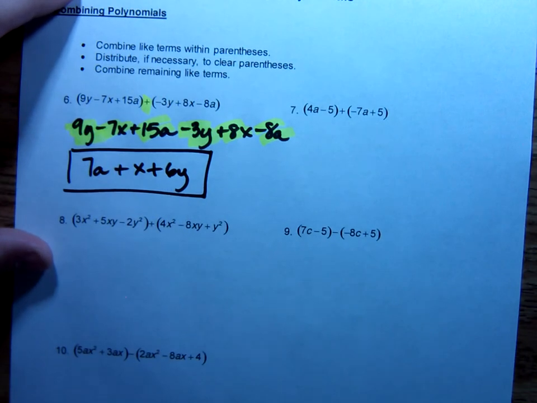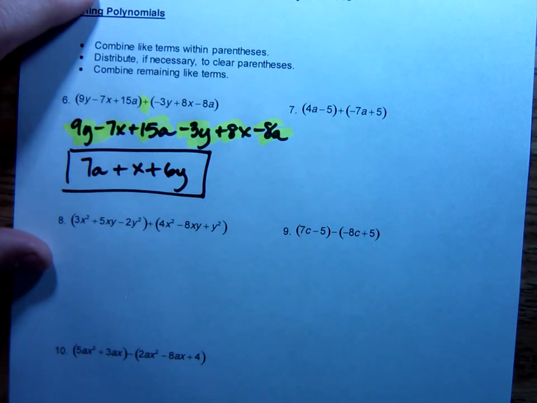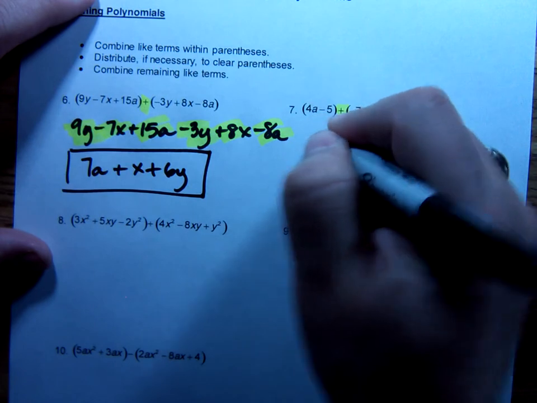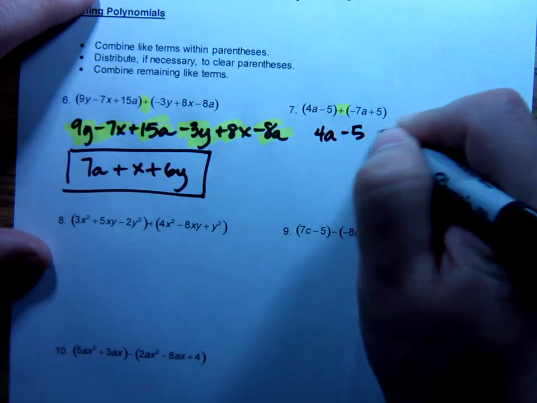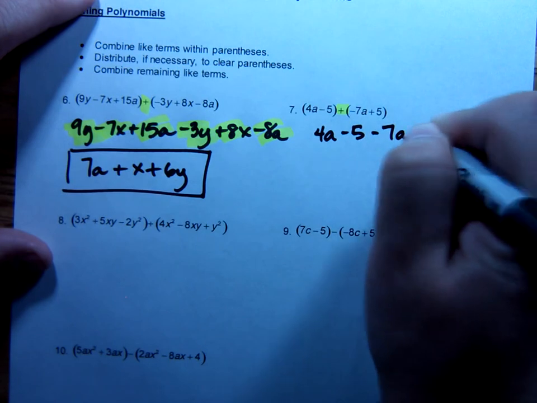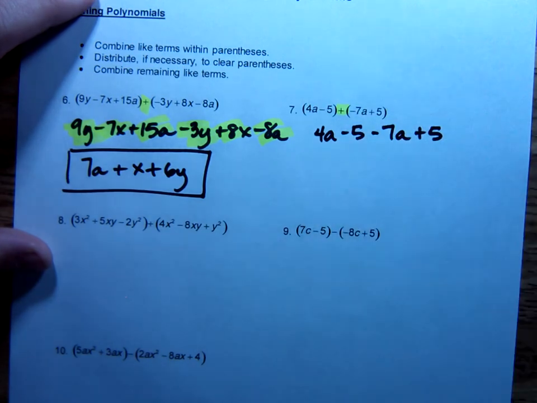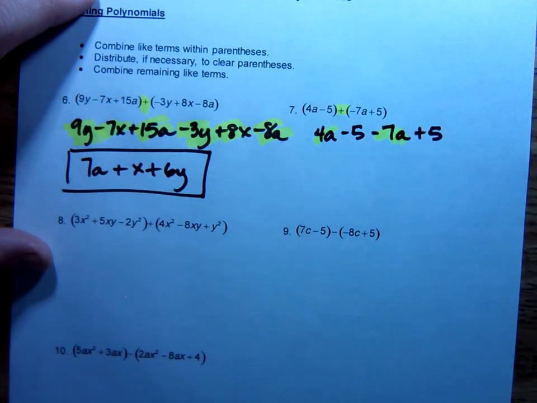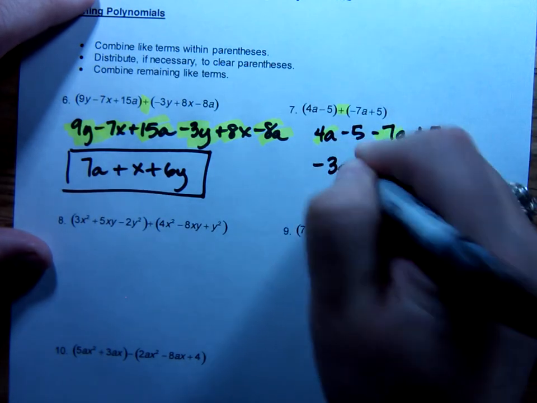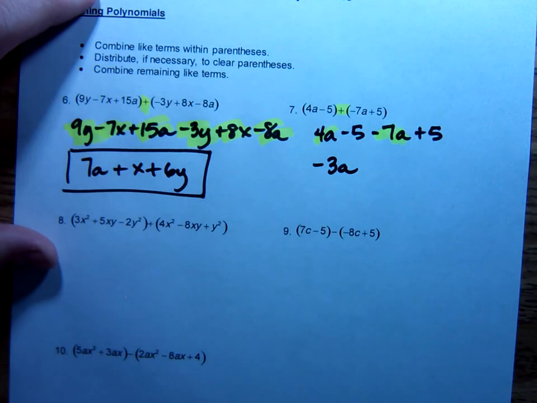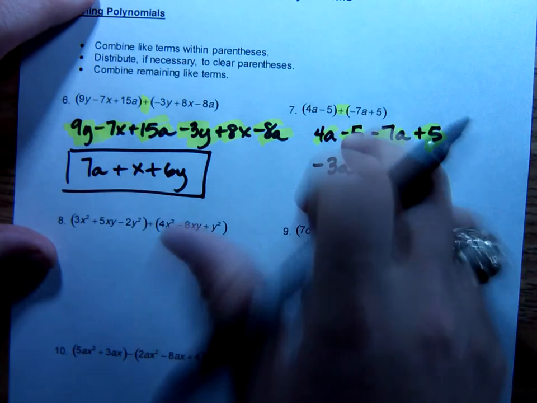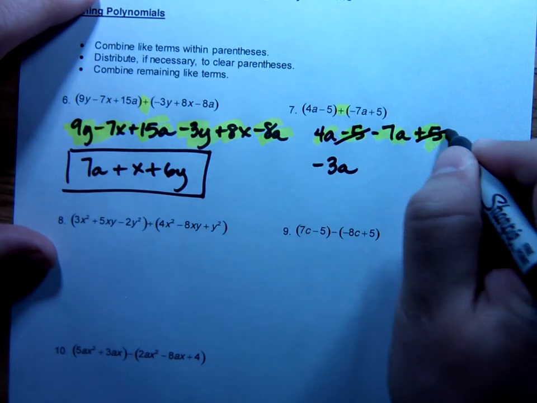Okay, number 7. Again, notice I have a plus sign, so I'm just going to drop the parentheses and combine like terms. And when I drop the parentheses, the plus sign disappears too. I don't want any double signage. Alphabetical order. The naked number always goes at the back, so I have 4a minus 7a is negative 3a. Negative 5 plus 5 cancels out. So my answer is negative 3a.